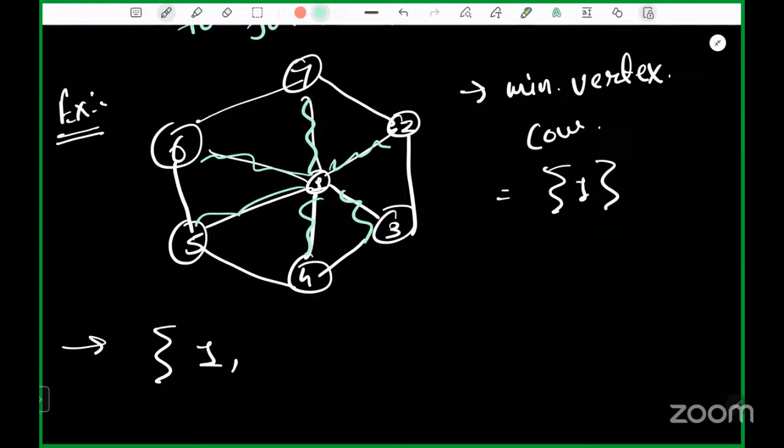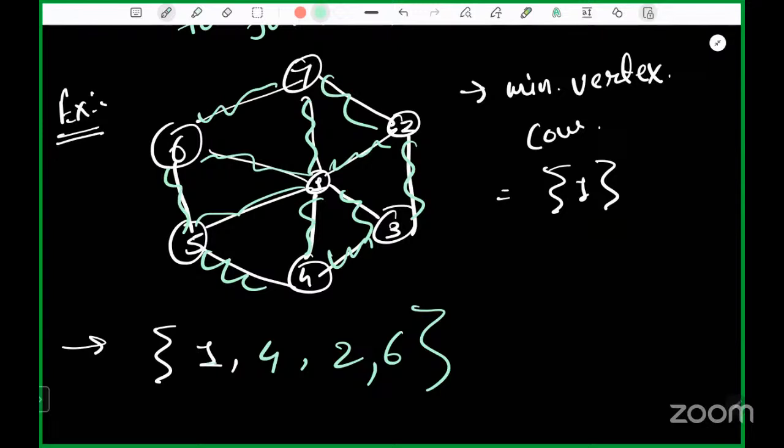Now all other vertices are of degree 2, so we don't have any choices, and we can go with whichever vertex we need. For example, I'll take 4, and alternate vertices. So 4, then 2. 2 will take care of these 2 edges, and then 6. 6 will take care of these 2 edges. So here the length of the minimal vertex cover is nothing but 4. We need at least 4 vertices to form a minimal vertex cover. Okay. Is that clear? Any doubt so far?